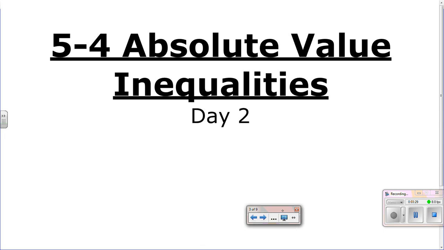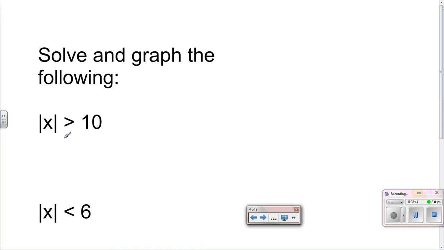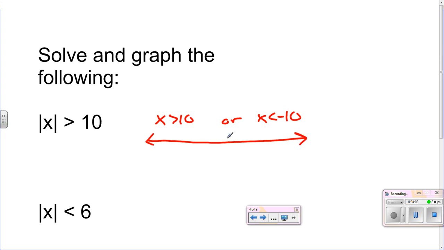5-4, absolute value inequalities, day 2. Solve and graph the following. Absolute value of x is greater than 10. So we know it's an or because it's a greater than 10, or x is less than negative 10. Zero, negative 10, 10, open circle going right, open circle going left. Guess what? We did this yesterday.